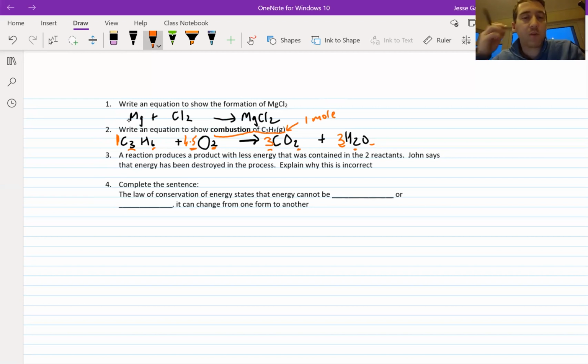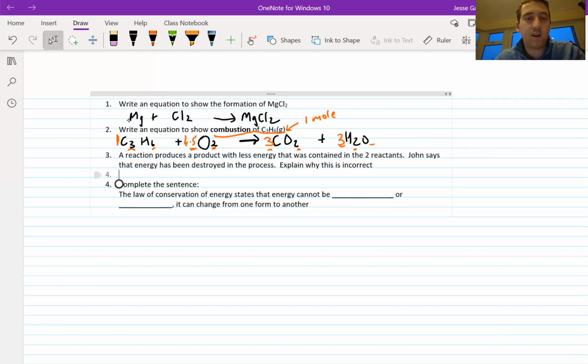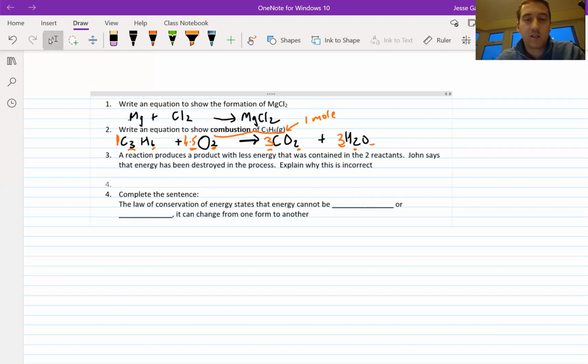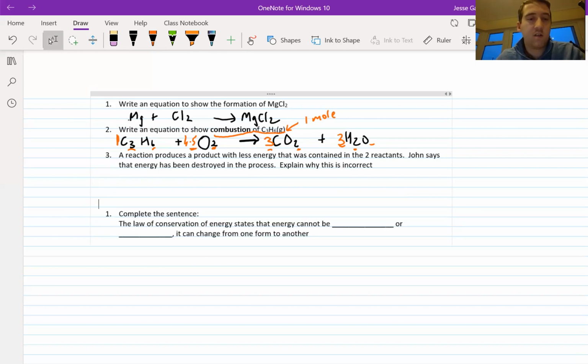Next one, a reaction produces a product with less energy than was contained in the 2 reactants. John says that energy has been destroyed in the process. Explain why this is incorrect. Right, so I'm going to type an answer in here. Explain why this is incorrect. Okay, so this is incorrect. And why is it incorrect?